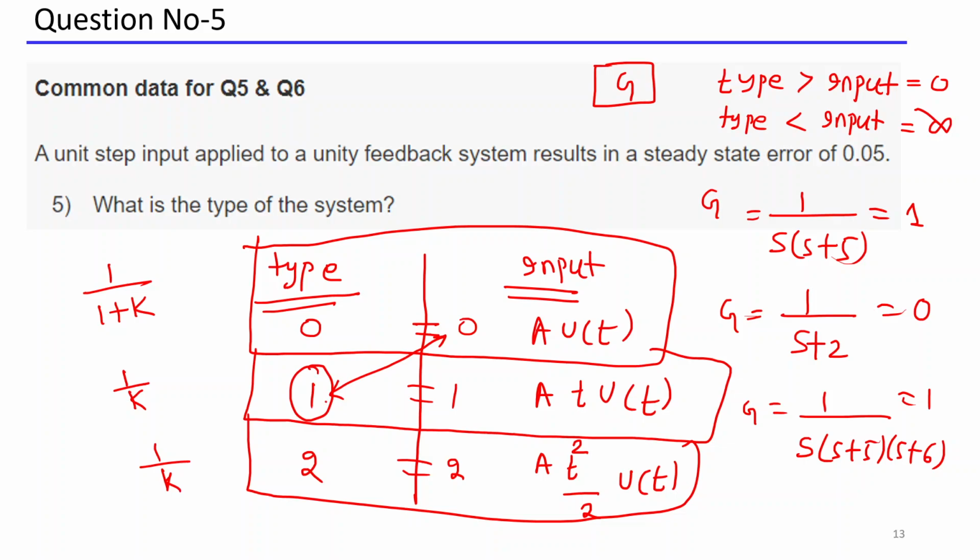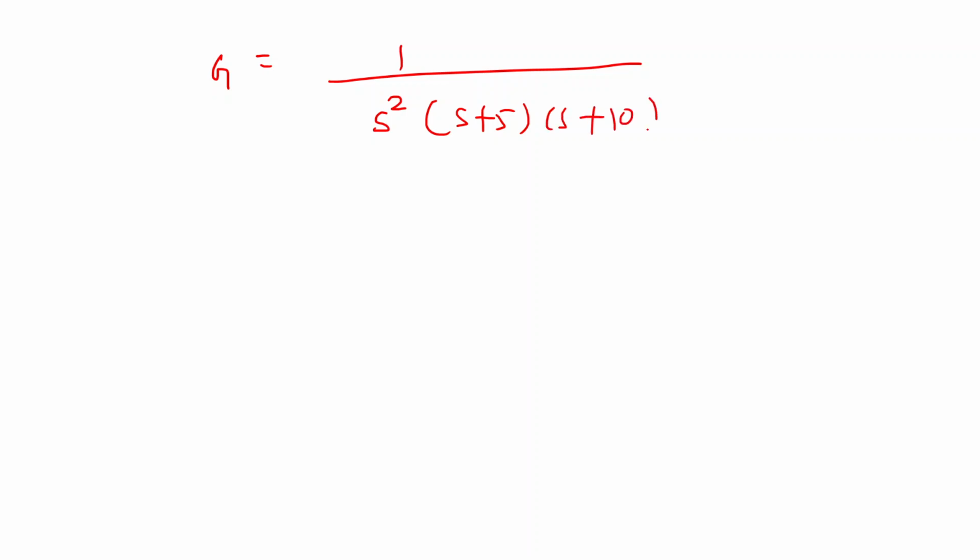Let me give a question to you. Okay, here I'm writing the question. Because I told you the concept, if you do not solve a question, you cannot understand. Let me give: 1 by s square into s plus 5 into s plus 10. Okay, first tell me what is the type. Type is 2.